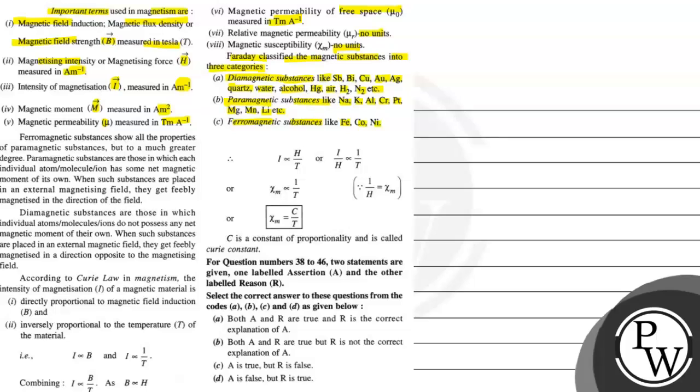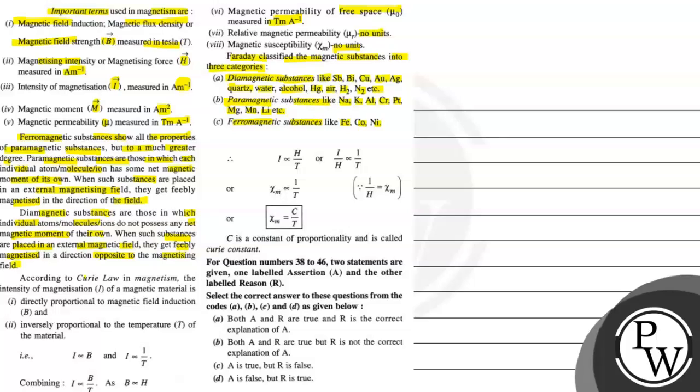Now, they are saying that the ferromagnetic substances show all the properties of paramagnetic substances, but to a much greater degree. The paramagnetic substances are those in which each individual atom or molecule has some net magnetic moment of its own. When such substances are placed in an external magnetizing field, they get feebly magnetized in the direction of the field. Diamagnetic substances are those in which individual atoms, molecules, or ions do not possess any net magnetic moment of their own. When such substances are placed in an external magnetic field, they get feebly magnetized in the direction opposite to the magnetizing field.